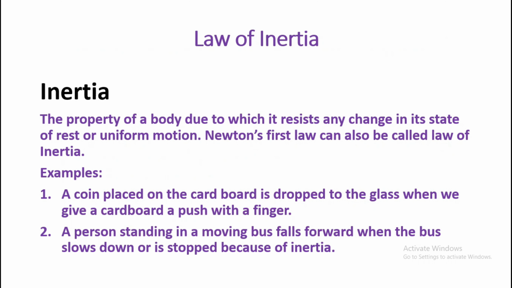Inertia. Inertia is the property of a body due to which it resists any change in a state of rest or uniform motion. Newton's first law is also called law of inertia. There are different examples of inertia. For example, a coin placed on a cardboard is dropped in the glass when the cardboard is given a push with a finger. Similarly, a person standing in a moving bus falls forward when the bus slows down or is stopped because of inertia.